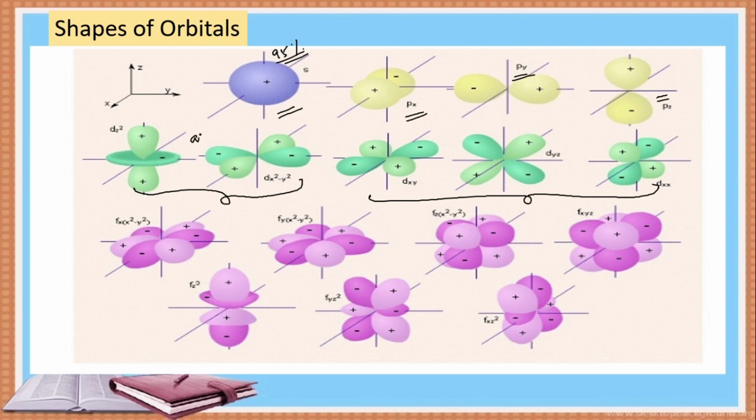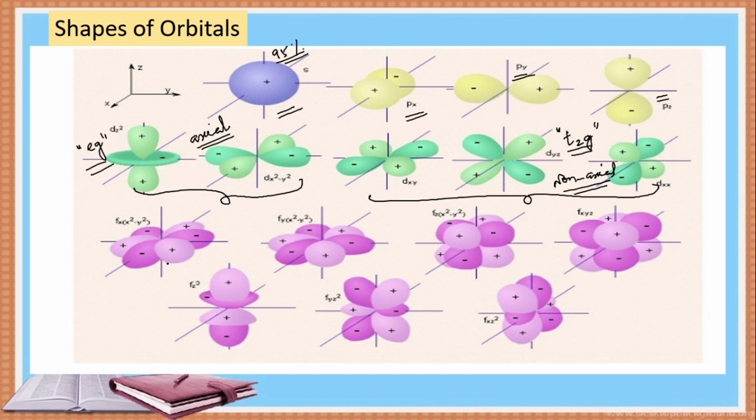That's why we can call these two orbitals the axial set of orbitals. These three orbitals we can call the non-axial set of orbitals. These non-axial set of orbitals are also called the t2g set of orbitals, and these two axial orbitals we can call the eg set of orbitals.